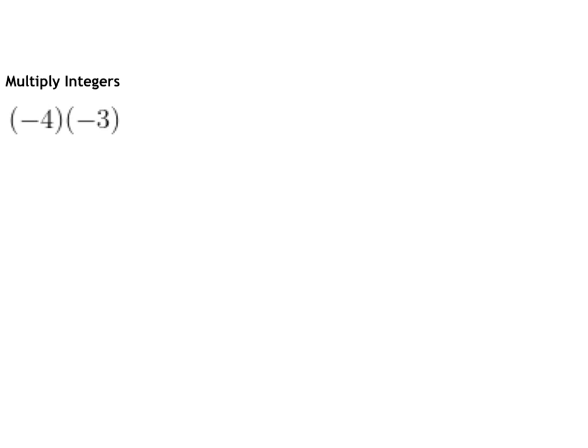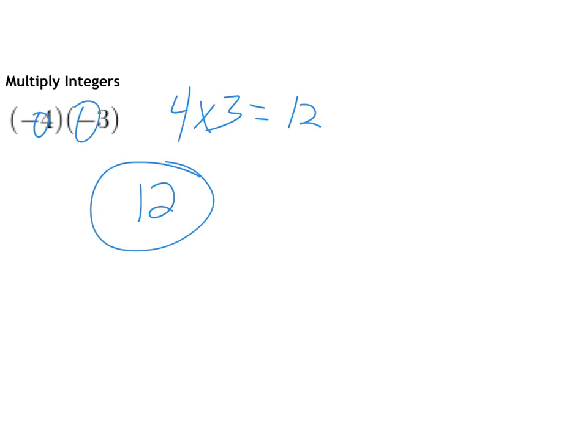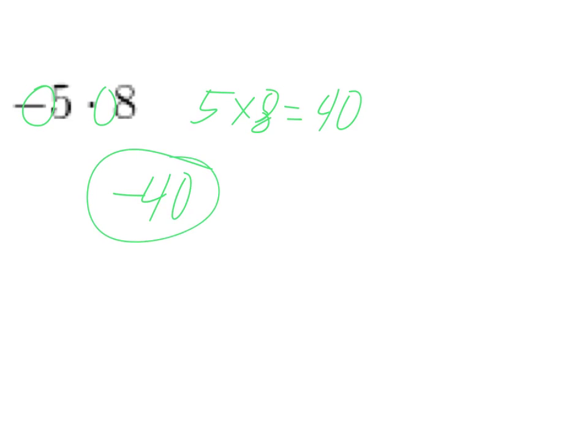So for this one, negative 4 times negative 3, I can just do 4 times 3 and I get 12. And if you'll notice, when they're both negative, that means our answer is going to be positive. So we get a positive 12. Negative 5 times 8, and again I can just do 5 times 8, which gives me 40. Okay, so now I look at the signs. I've got one positive and one negative. When they're one of each, my answer is going to be negative, so my answer would be a negative 40.